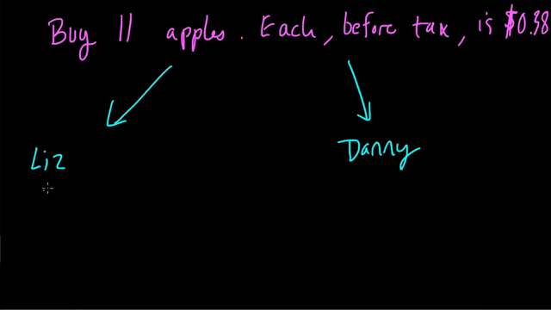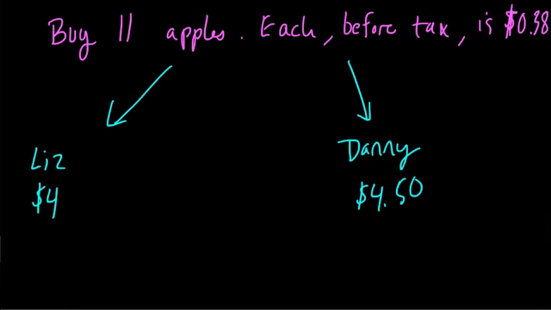Now Liz says that, okay, if that's true, then $4 will be enough to buy 11. And then Danny says, oh, 4.50 will be enough. Then you'll be asked something along the lines of, who is correct? Is Liz correct? Is Danny correct? Are they both correct? Or is neither correct?